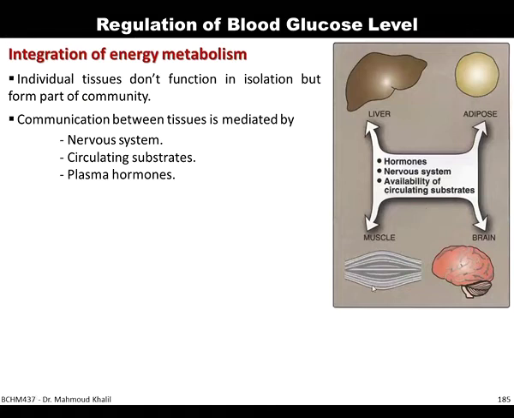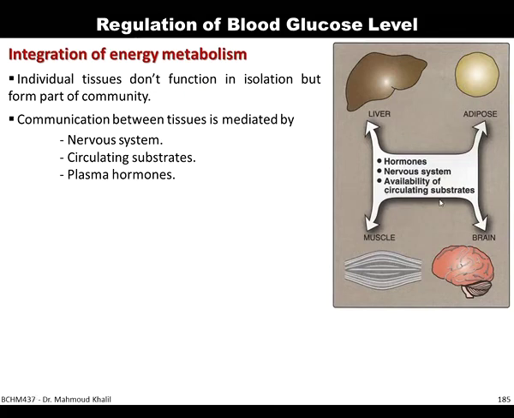So here you can see how there is an integration of the energy metabolism. The individual tissues do not function in isolation, but form a part of the community. The communication between tissues is mediated by the nervous system, circulating substrates, and the plasma hormones.